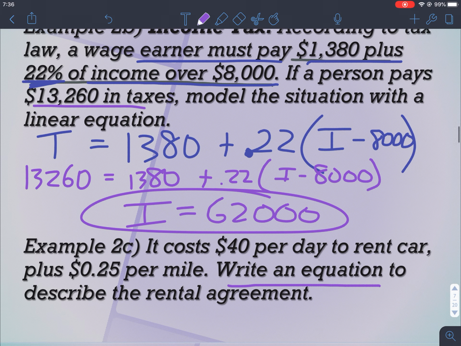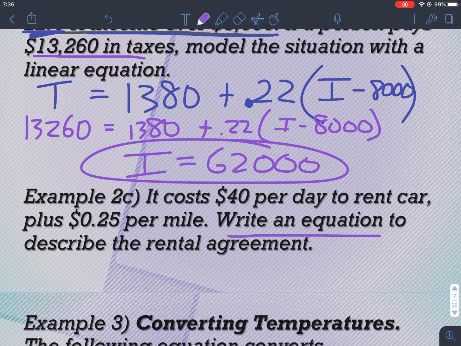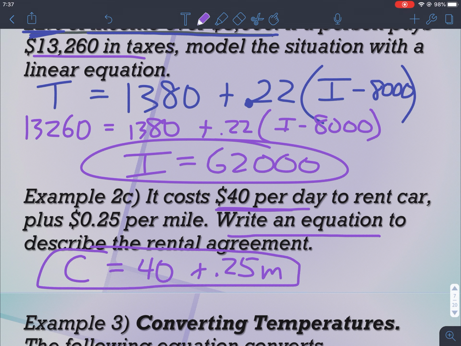All right, so if it costs 40 cents or $40 per day, we're going to say that the total cost is going to be equal to $40 plus 0.25m. And we're finished. We did not have to solve anything. All we had to do was write a linear equation.